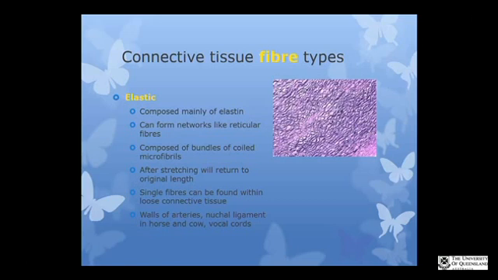You can find single fibers in loose connective tissue. You can find them all down the sides of walls of arteries. Notice it's arteries, not veins. Arteries are the ones that have the elastic walls. Veins do not. You find them in the nuchal ligament.